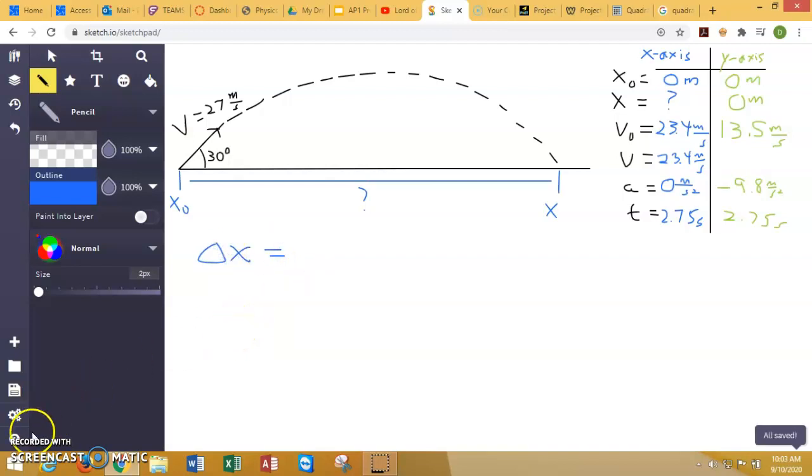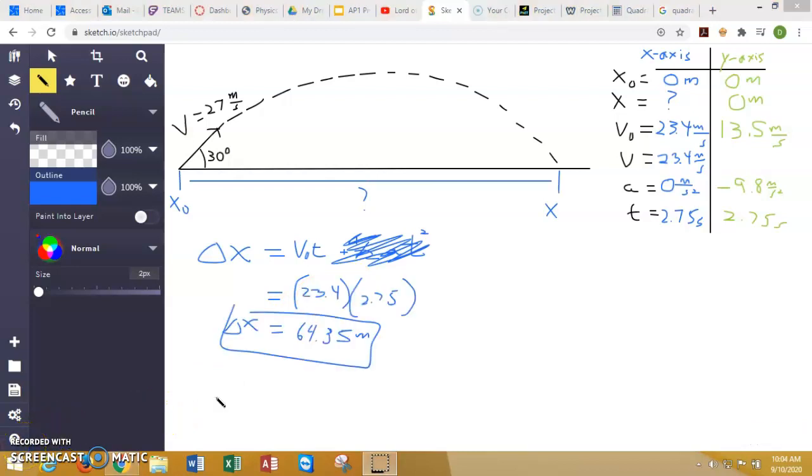What equation can we use? Well, that's right, equation number 2. Good old equation number 2. Seems to work all the time. I can plug in numbers. And remember what happens. Since a in the x is 0, this all goes away. And really we're just left with this right here. My V naught was 23.4. My time is 2.7. Let me just do this real fast. And there's my range, 64.35 meters. I can put that in my chart right here.